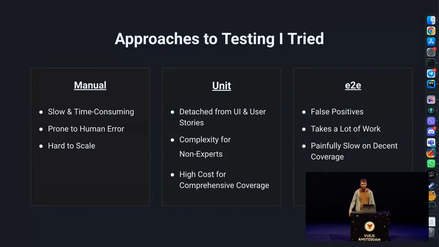E2E had a different set of troubles. We had flakiness, false positives. So the more tests you have, the more of them break on every change, or seem to break. It also takes a lot of work, and it's painfully slow for decent coverage. And I'm not saying any of these approaches are actually bad. It's just that they didn't work particularly for me, or they didn't feel right.